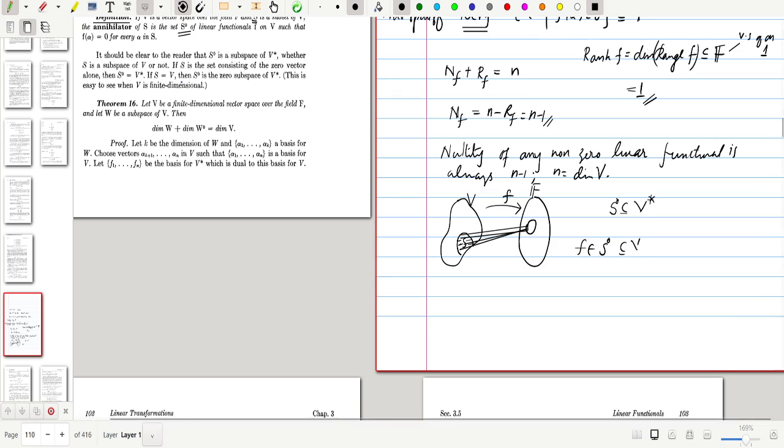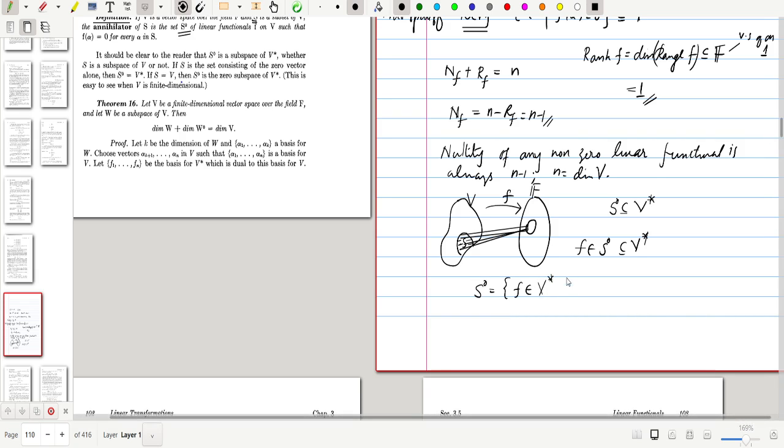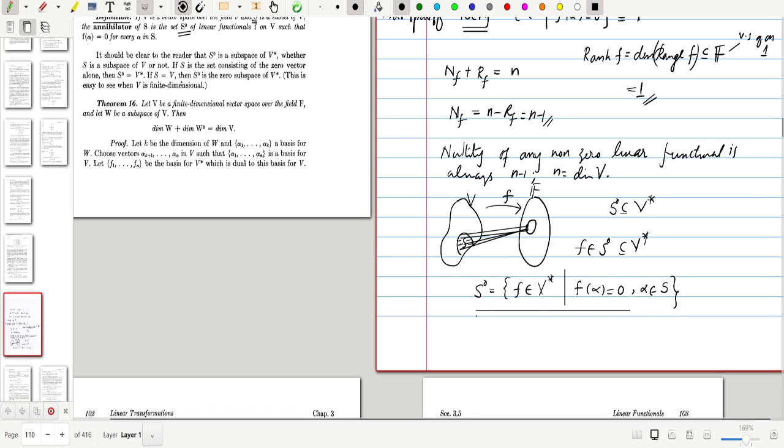Which is a subset of V star. So we collect all such functionals from V to F with this property. S naught is defined as the collection of all f from V star such that this f maps every element of S to 0, that is, every alpha belonging to S. So this is the definition of the annihilator of S.